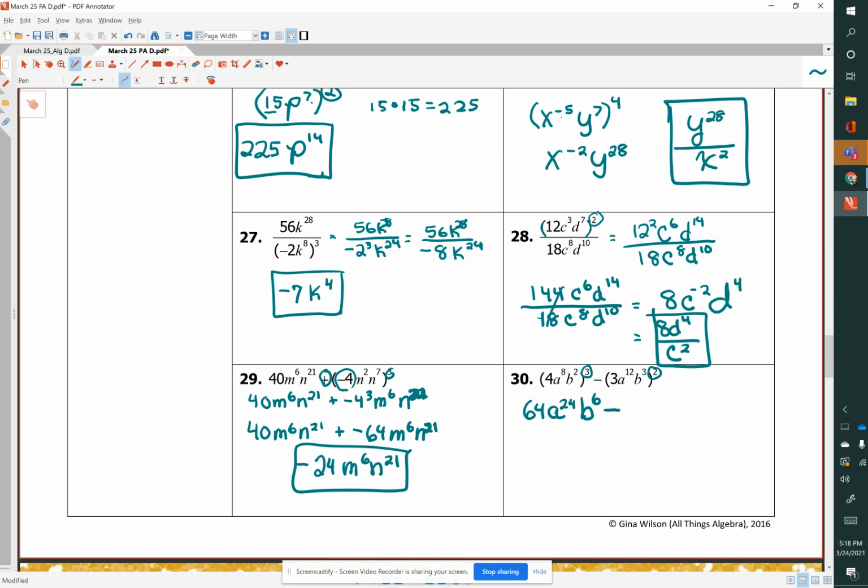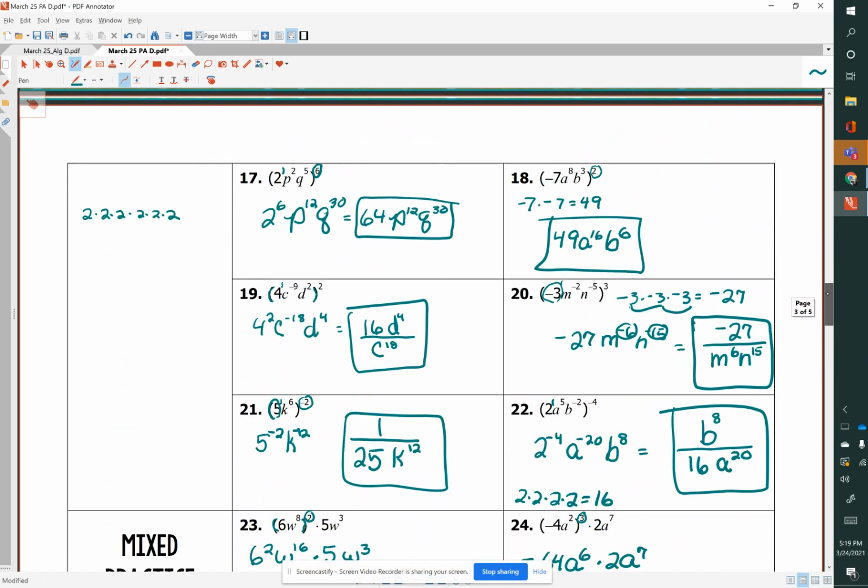Minus, then we have 3 to the 2nd power. That's 3 times 3, which is 9. And then we have A, 12 times 2 is 24. And B, 3 times 2 is 6. So it looks like we have like terms again with the A24, B6. So we just need to subtract 9 from 64. So 64 minus 9 is 55. And we have our A24, B to the 6th power.